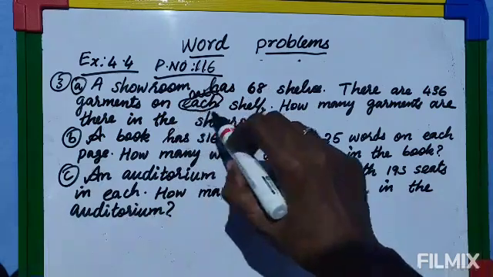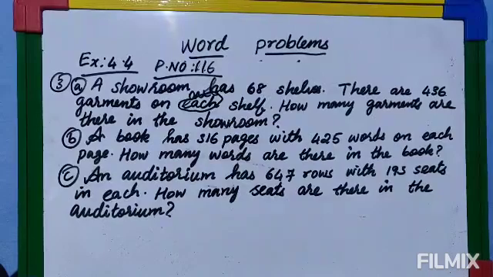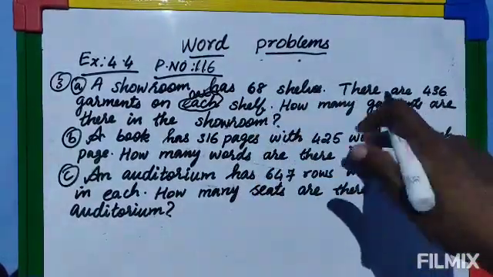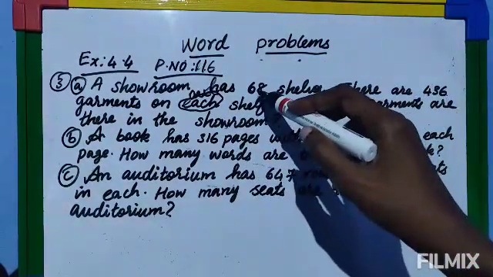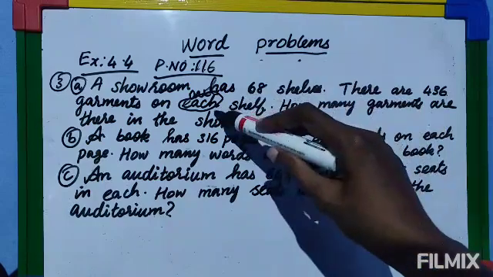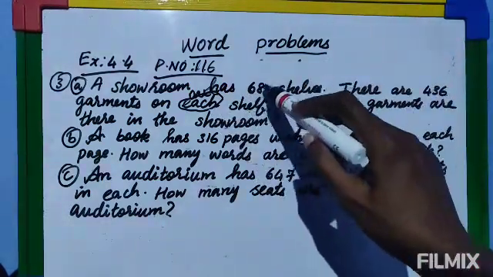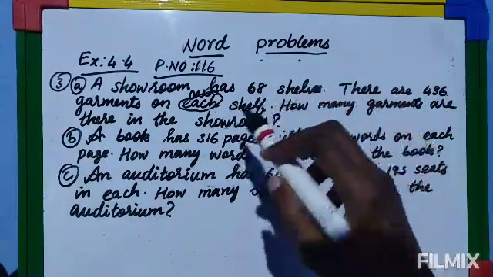So in one shelf there are 436 garments, and they are asking for 68 shelves. So it is given for one shelf, in one shelf 436 garments, and they are asking for 68 shelves. So you have to multiply.